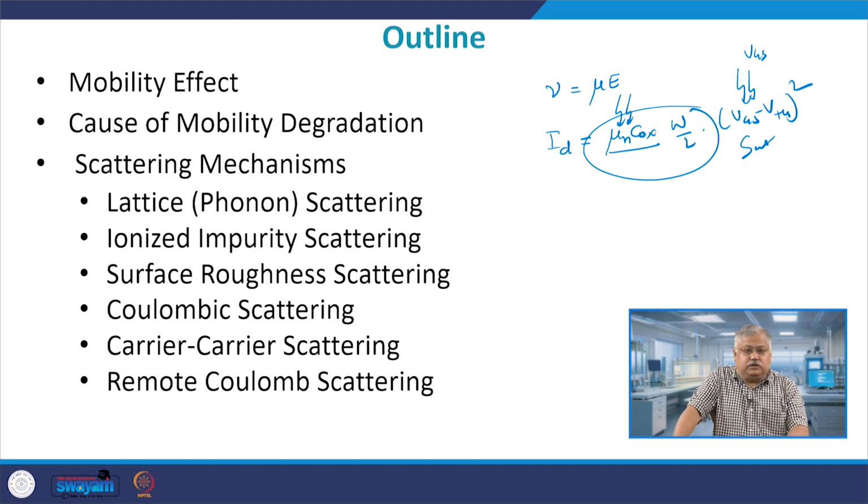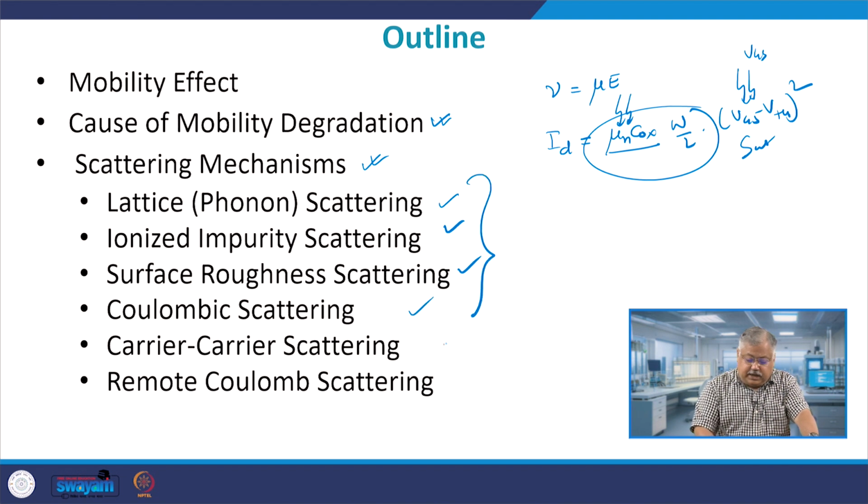So, what we will do is we will look into the various causes of mobility degradation, or what is the change in the mobility. We will also look into scattering mechanisms, for example, lattice scattering, ionized impurity scattering, surface roughness, Coulombic. These 4 we will be looking in detail, but for carrier-carrier scattering and remote Coulomb scattering, we are just giving the name in this case.